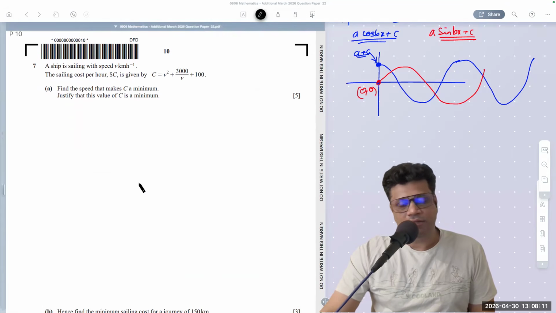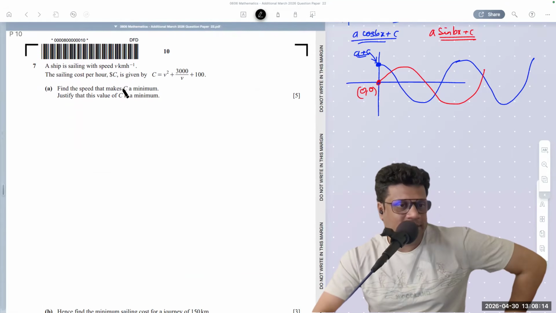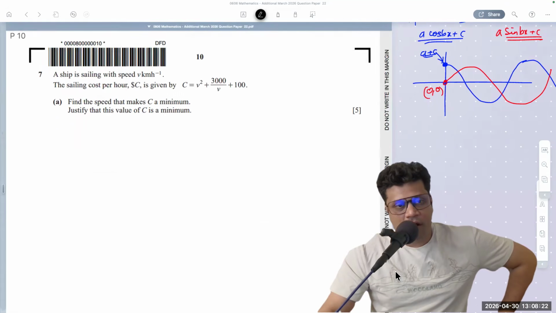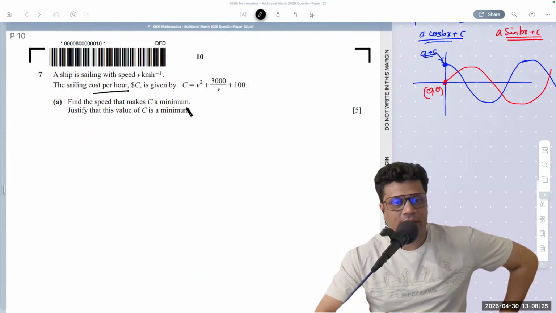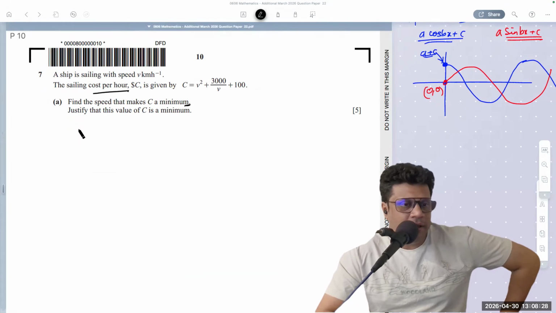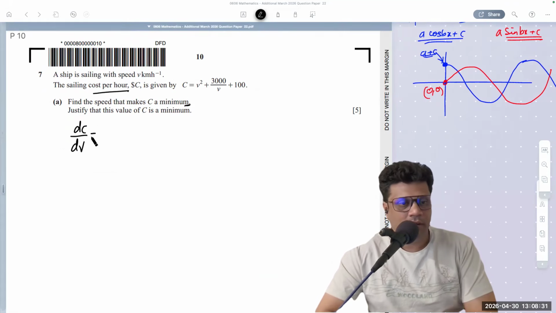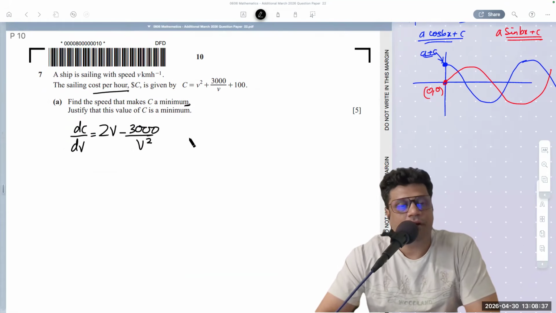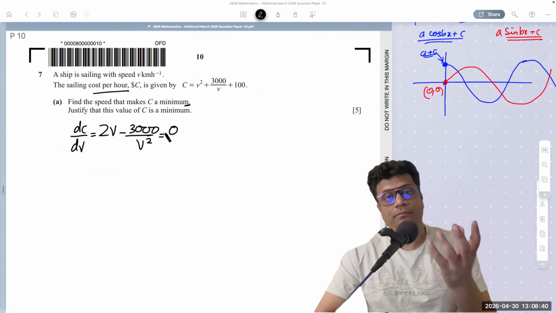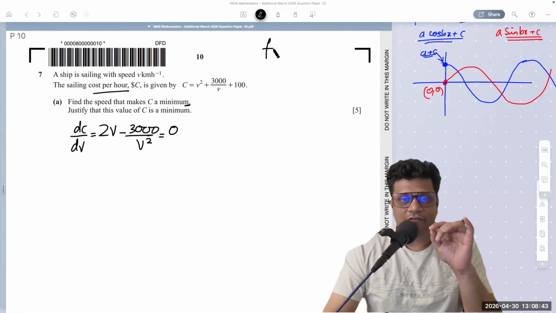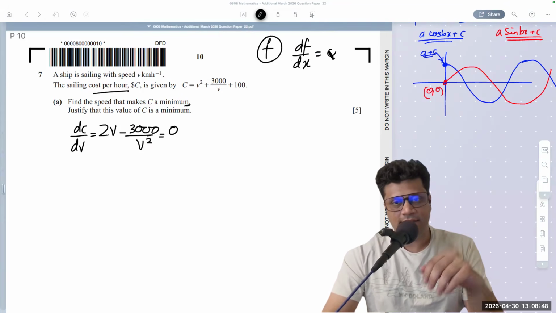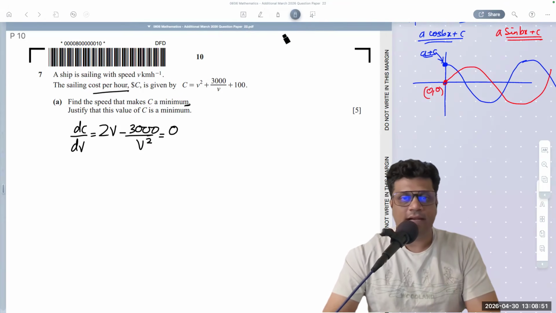Okay. Look at this one now. A ship is sailing with that speed. Find the speed that makes C a minimum. Optimization question. You want the cost per hour to be at its minimum. Well, I know dC by dV should be 0 when C is a minimum. A function f is at its minimum when df by dx is 0. And that is what I'm going to do here.